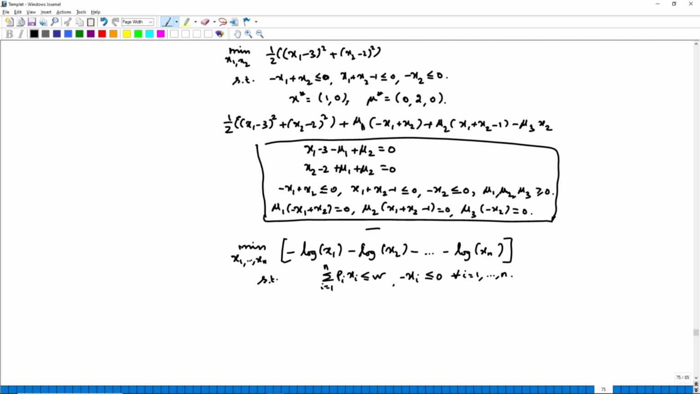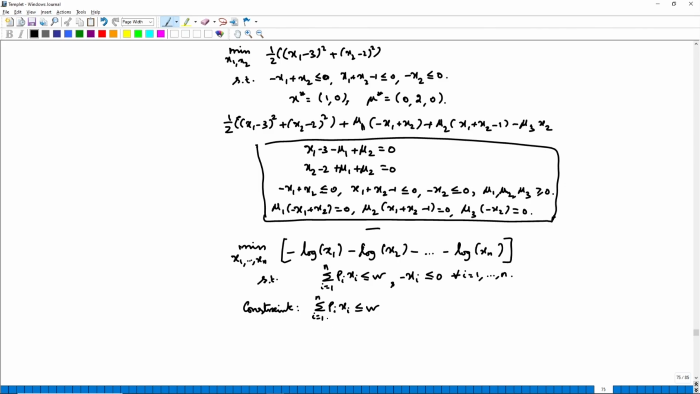So, maybe before solving it using Python, we will solve it by hand. It's not very difficult. Okay. So to solve it by hand, I would like you to observe something, right. So note this constraint that we have here, this particular constraint, summation pi xi less than or equal to W, right.